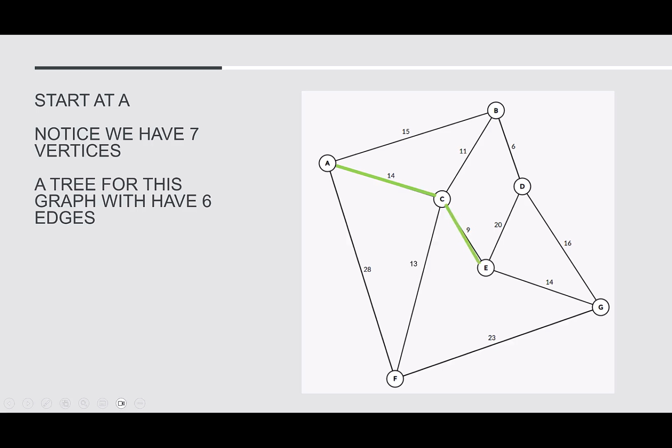9 is the smallest, so we'll pick that one up. From here, I have the 15 and 28 still. I still have 13 and 11, but now I can also look at 20 and 14. 11 is the smallest, so that's our next edge. As we're going through, we want to make sure we don't form a circuit. So anytime we see something that might form a circuit, we'll go ahead and get rid of it, like the 15 between A and B.